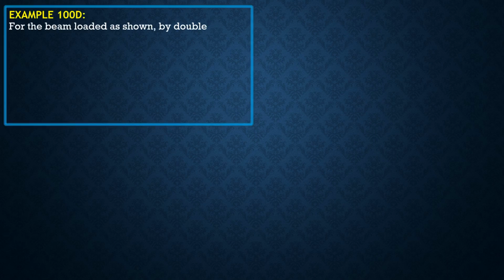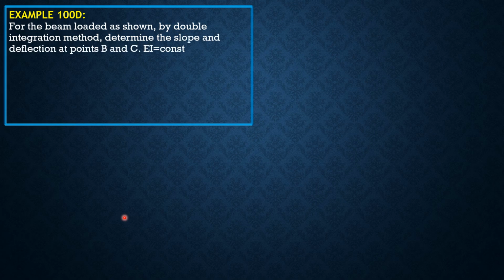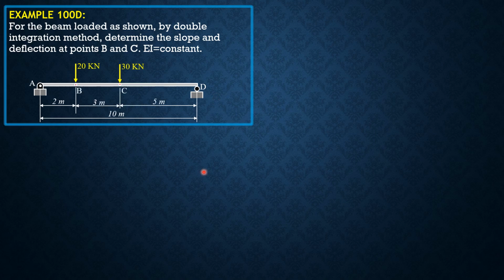For the beam loaded as shown, by the double integration method, determine the slope and deflection at points B and C. EI is constant. So here is the given beam. Let's call the vertical reaction at A, AY. The horizontal reaction is 0 but not shown.